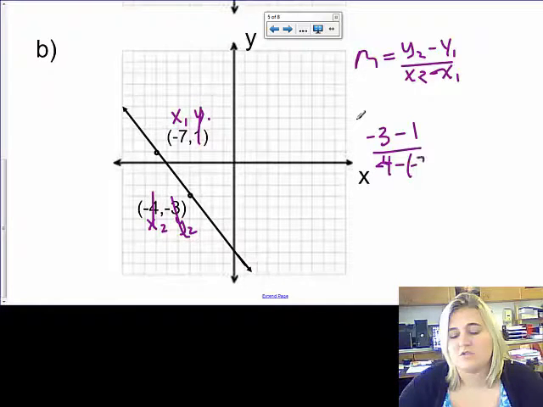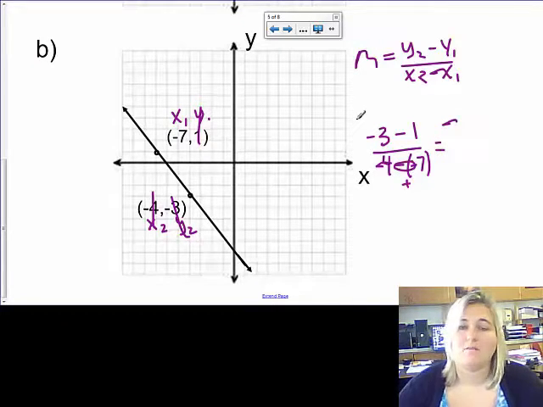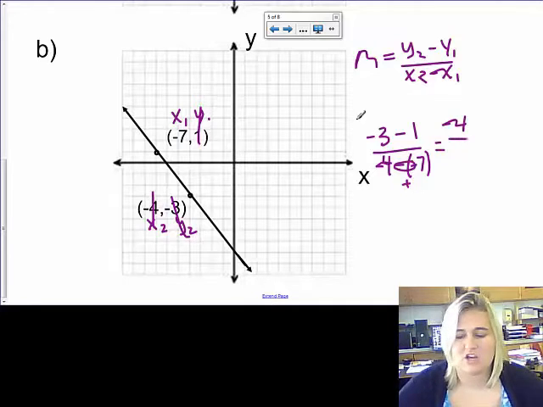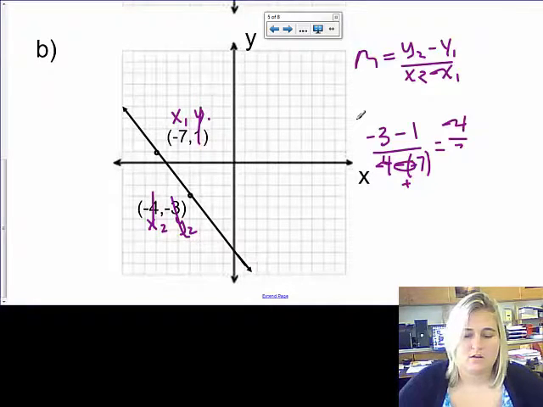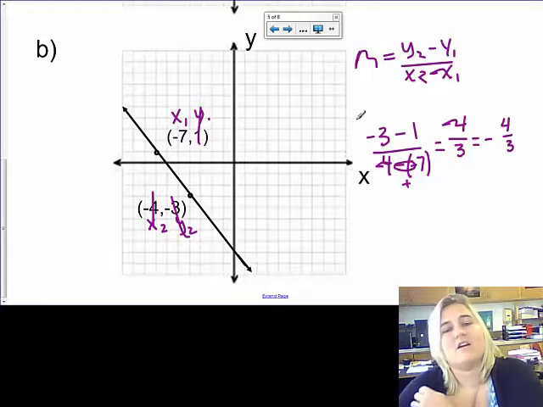So double negatives here is going to give me a positive, something we quickly see. And I have negative 3 minus 1, which is negative 4, over, I have negative 4 plus 7 is going to give me a positive 3. So my final answer, I'm going to write it so you can actually read it, is negative 4 thirds. And once again, I'm going to leave it as that fraction, not going to change it to a mixed number or a decimal.